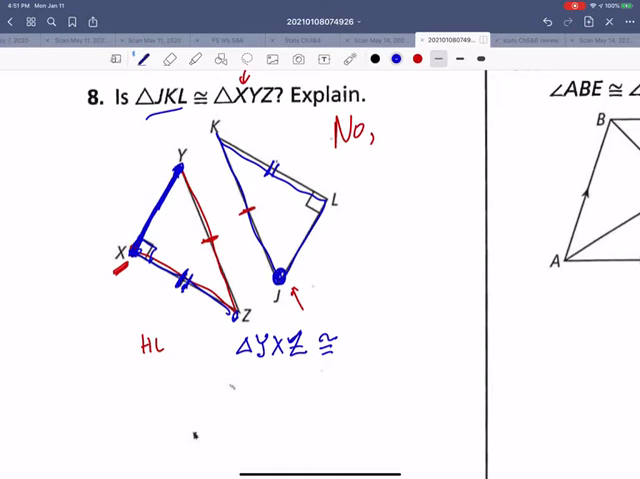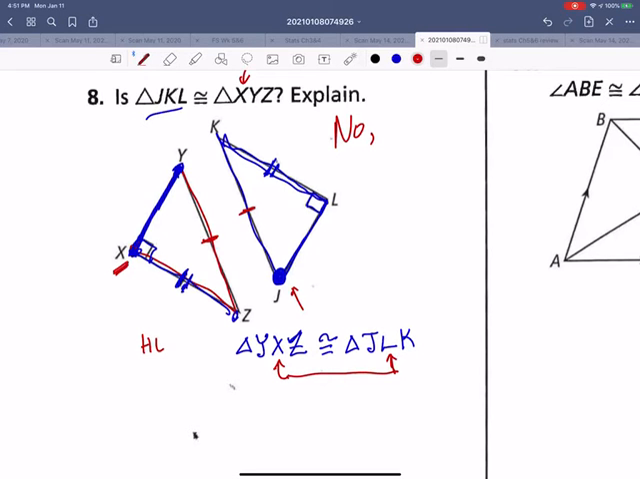So I have to go in the same order, across the side with no lines, the box, and then the 2 tick marks. So I need to go in the same order, J, L, K. Notice how this helps us out. We know X is the 90-degree and L is the 90-degree. They're in the same spot.